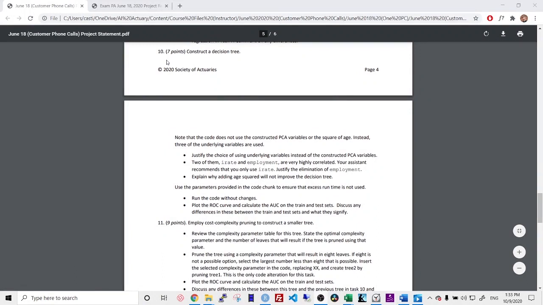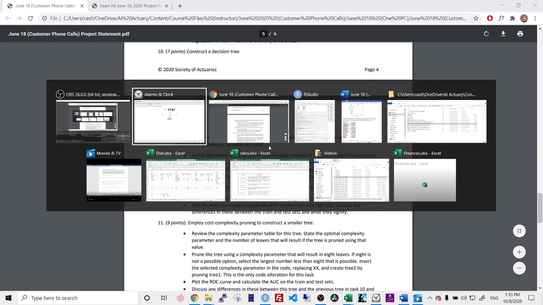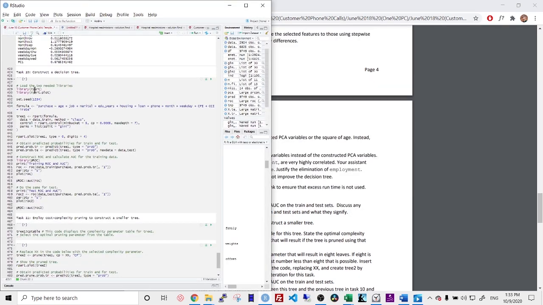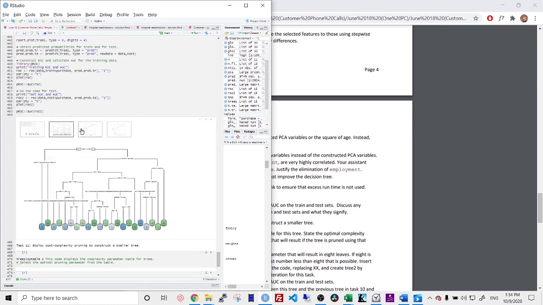Task 10, 7 points. Construct a decision tree. Note that the code does not use the constructed PCA variables or the square of age. Instead, 3 of the underlying variables are used. Let's look at the code. This says load the rpart and the rpart.plot library, and then the formula says age uses the predictors age plus job plus marital. So I notice that there's no age squared here. There's no principal component. So I run this code and I can see a decision tree.